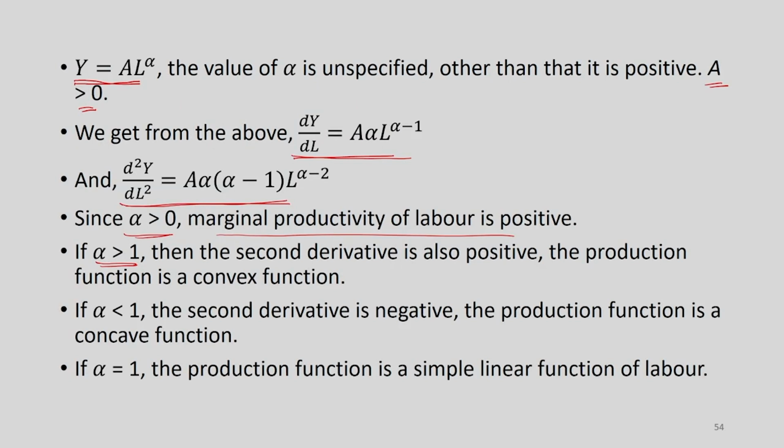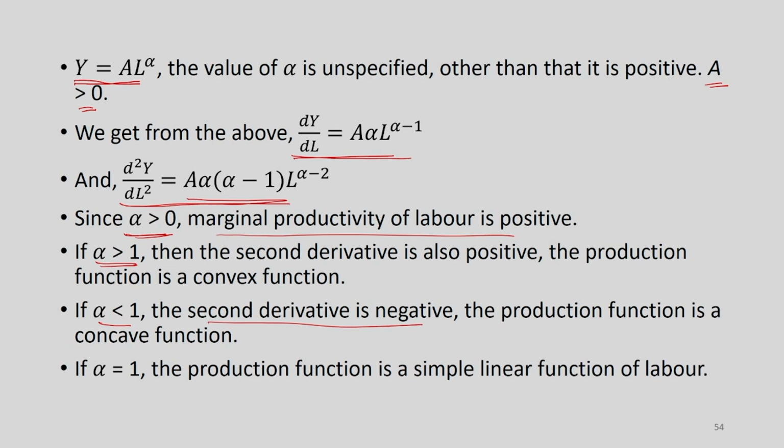On the other hand, it may happen that alpha is positive, so this condition is satisfied, but at the same time alpha is less than 1. So, basically alpha lies between 0 and 1. In this case, look at the second derivative. In the second derivative, we have a term alpha minus 1. Now, if alpha is less than 1, then alpha minus 1 is negative. So, the second derivative is negative.